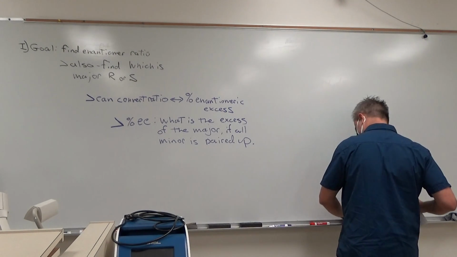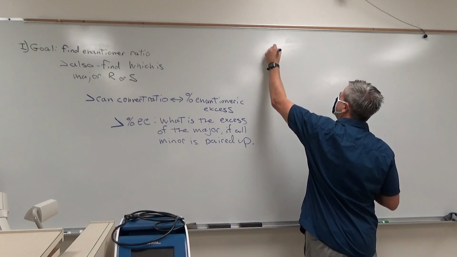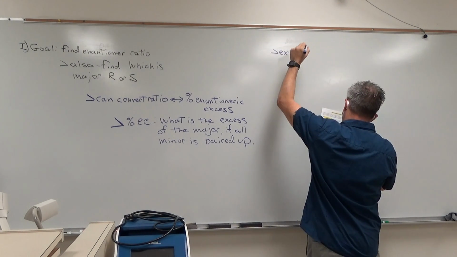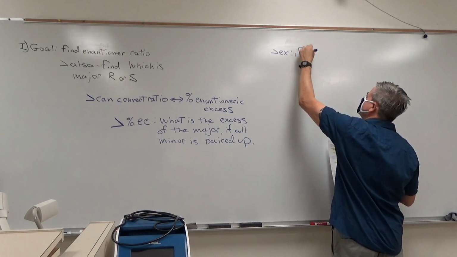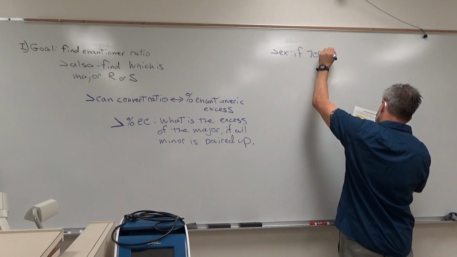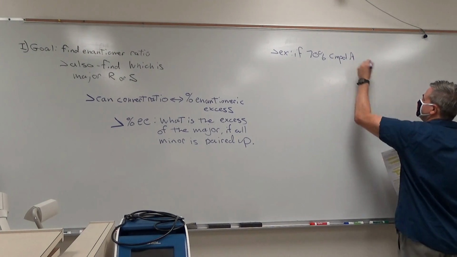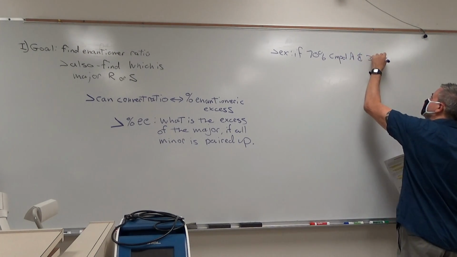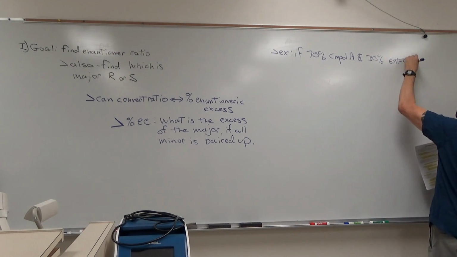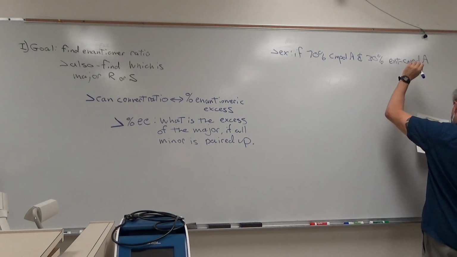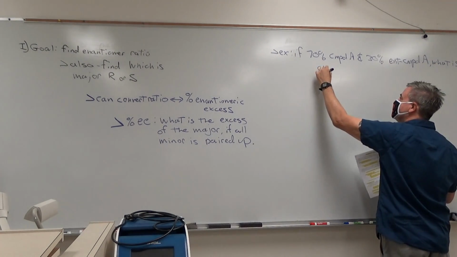Let's do an example real quick. If you have 70% compound A, let's say this is your ratio, and thus 30% is ent A, an enantiomer, what is the percent EE?